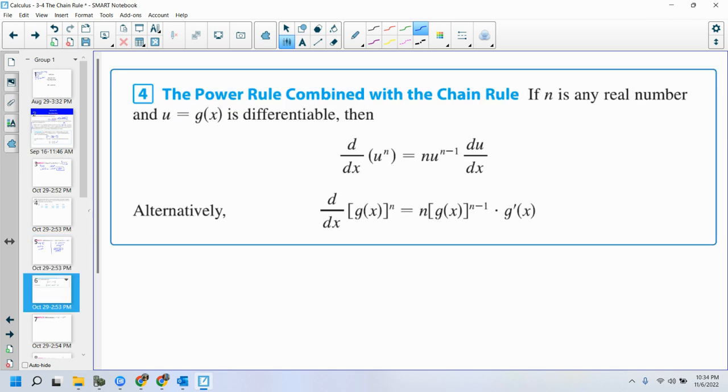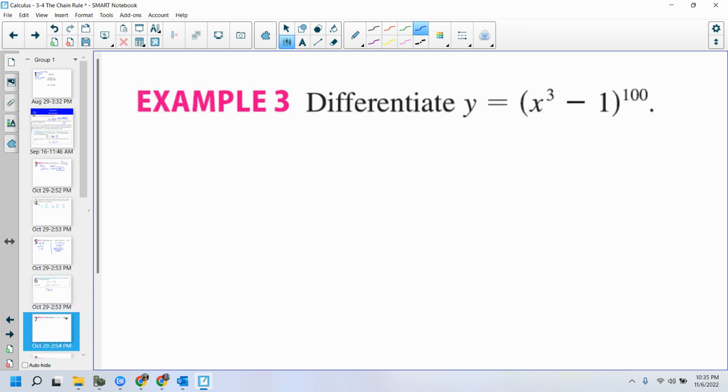All right, let's keep it going. So this is the power rule combined with the chain rule. Honestly, I just think about the chain rule. I don't try to formulate it like this. Just memorize the chain rule: f prime of g times g prime. Okay, there we go. Done.